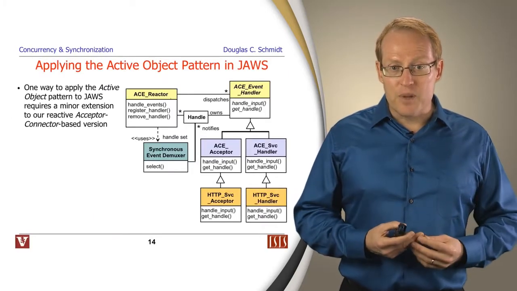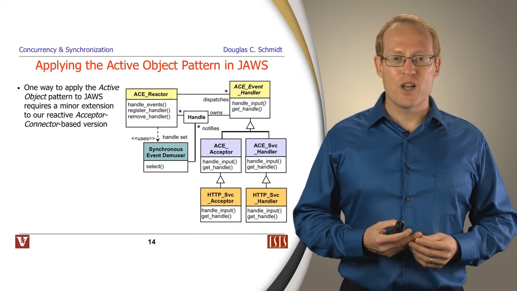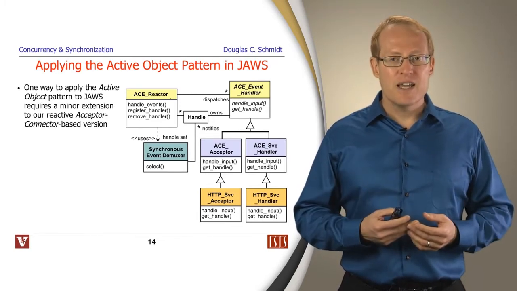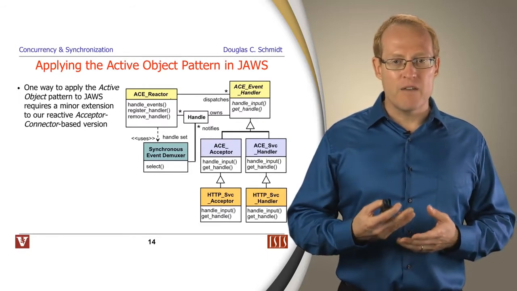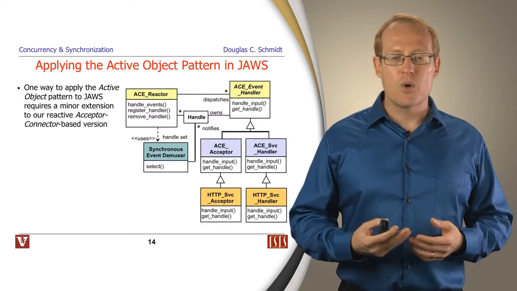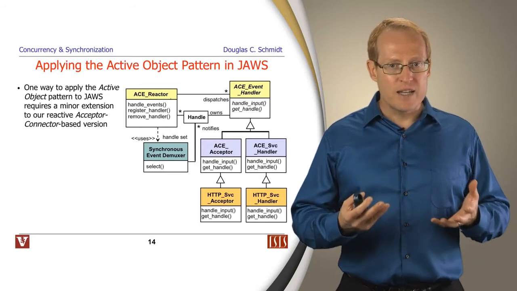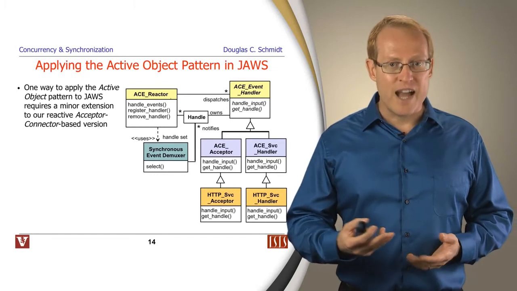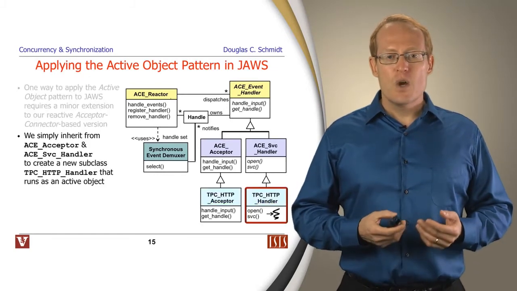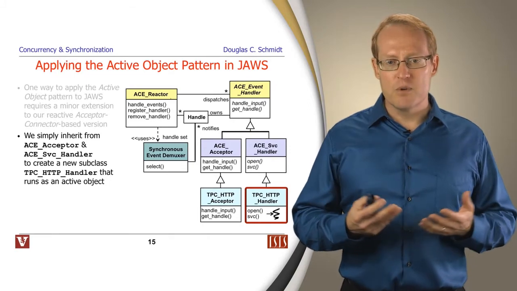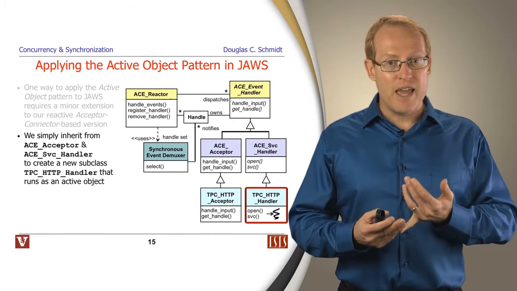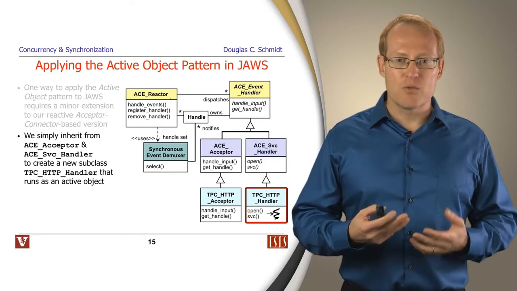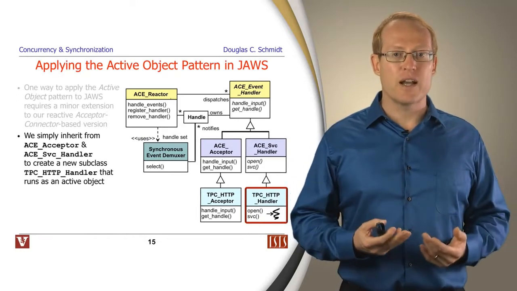So let's talk about how we can apply the active object pattern to our JAWS web server. One way to do this, which is supported quite nicely in ACE, is to implement active objects by making a very small number of tweaks to our existing acceptor connector-based version, which itself, as you recall, is based on the ACE reactor and just extends that in certain ways.